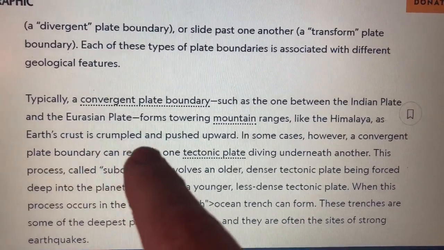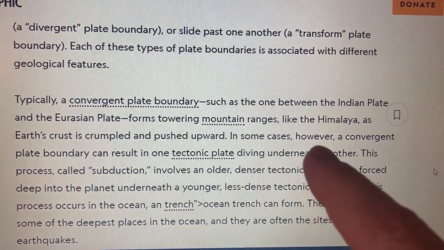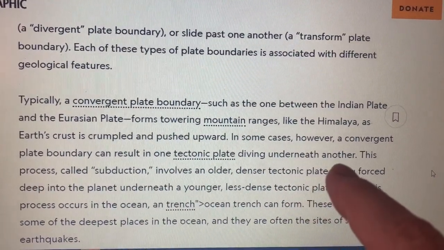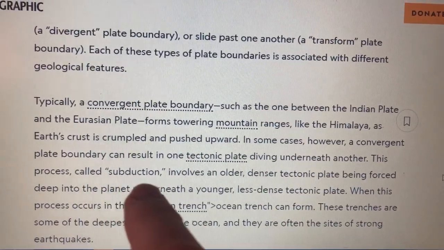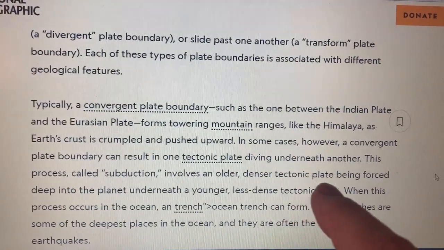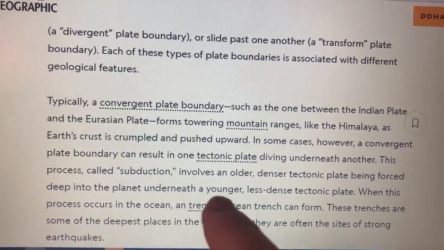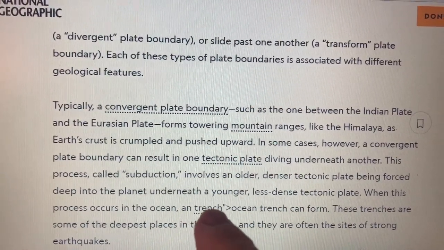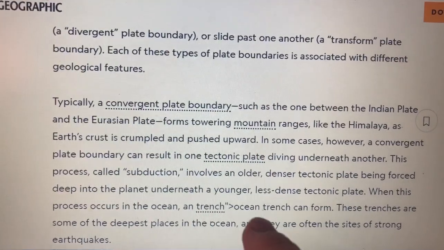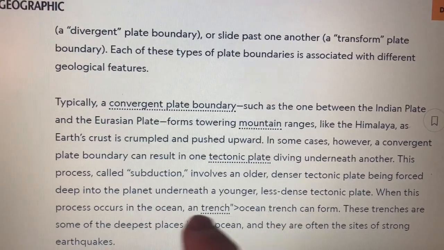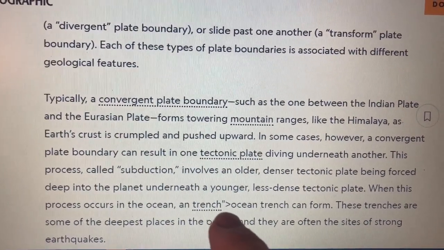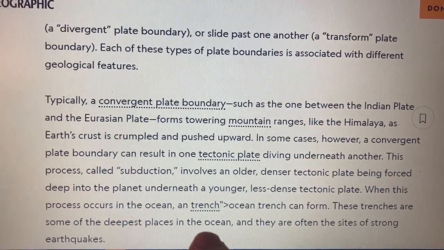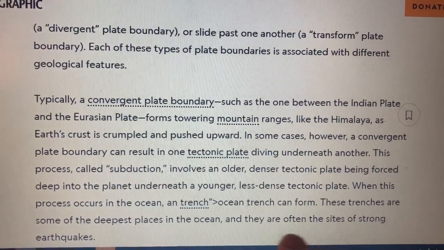As Earth's crust is crumpled and pushed upward, in some cases, however, a convergent plate boundary can result in one tectonic plate diving underneath another. This process, called subduction, involves an older, denser tectonic plate being forced deep into the planet underneath a younger, less dense tectonic plate. When this process occurs in the ocean, an ocean trench can form. We are not talking about trenches today, but there is also a pattern for ocean trenches related to the plates. These trenches are some of the deepest places in the ocean, and they are often the sites of strong earthquakes.